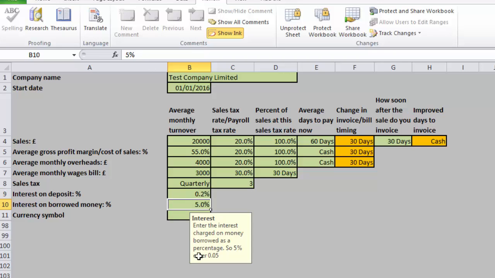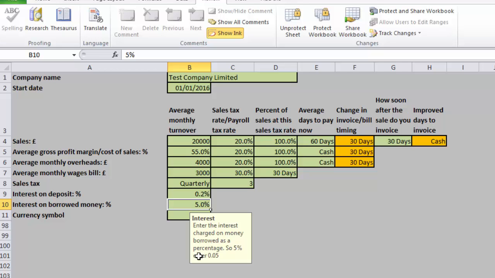At this point, even if you aren't borrowing, and this is where I want to show you the interesting fact about the way this tool works, put a percentage in this cell. This is the interest rate at which, if you went to your bank today to arrange an overdraft facility or to facilitate a loan, that's the rate. Now I put in 5% in there, which is fairly conservative.